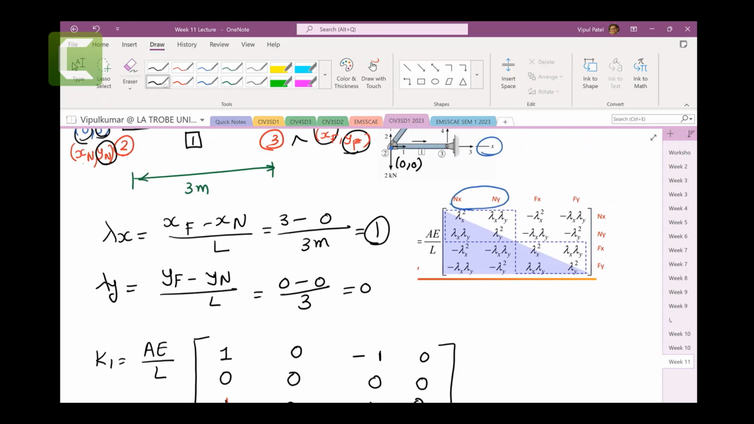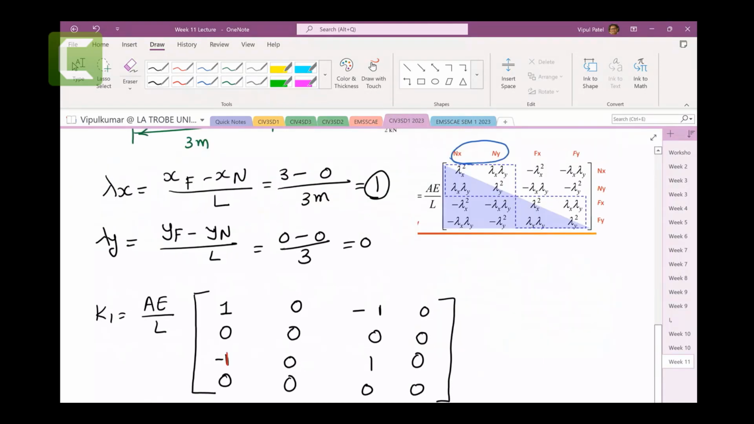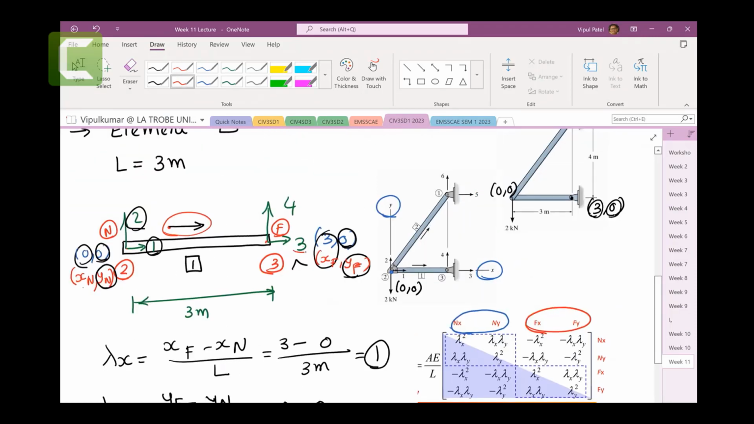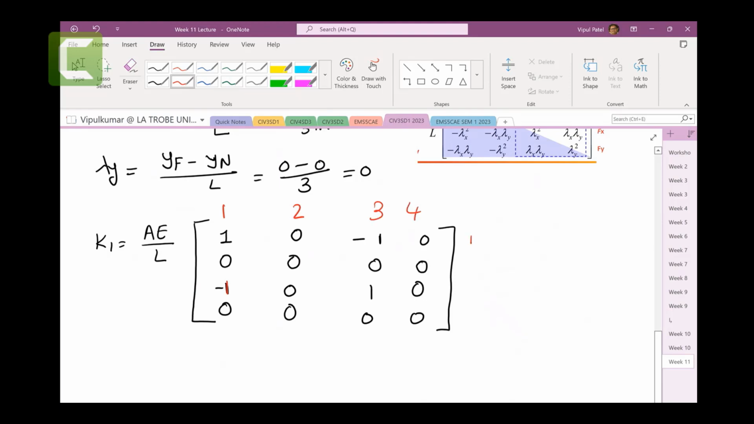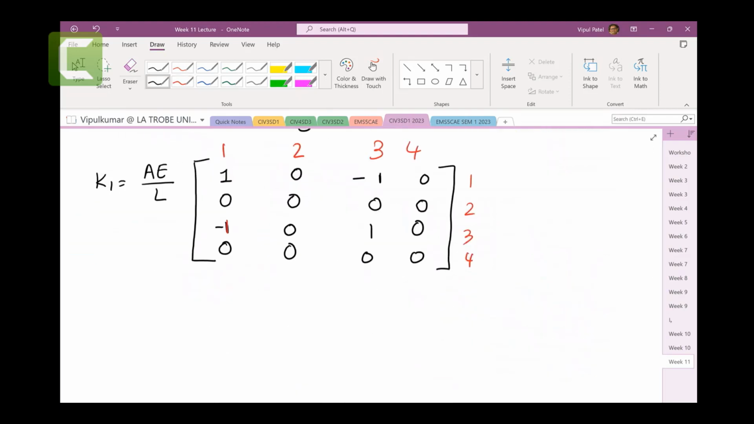Now, what is this one? Near node of x. So you can come back here. Near node of x 1, 2. So you can put the degree of freedoms 1, 2, and far node of x and far node of y. So far node of x 3 and 4. So you can put 3 and 4. 1, 2, 3 and 4. The length we got is 3 meters. So you can change these ones to 3.